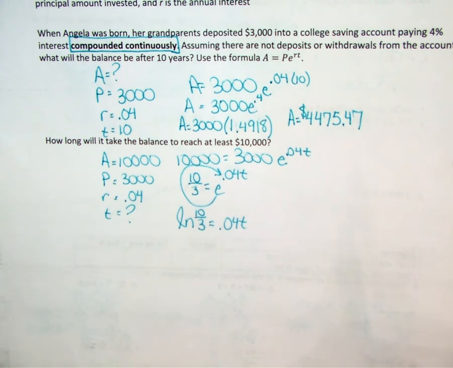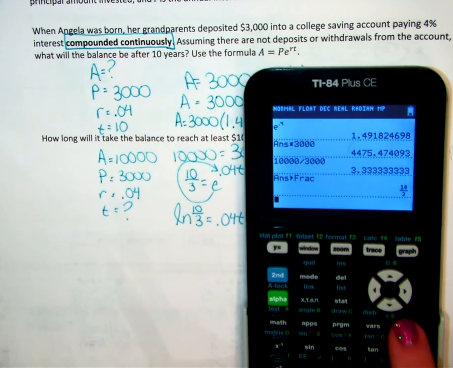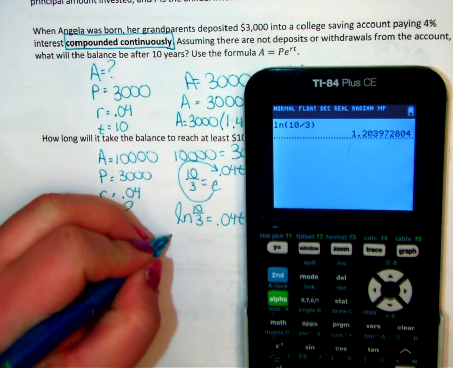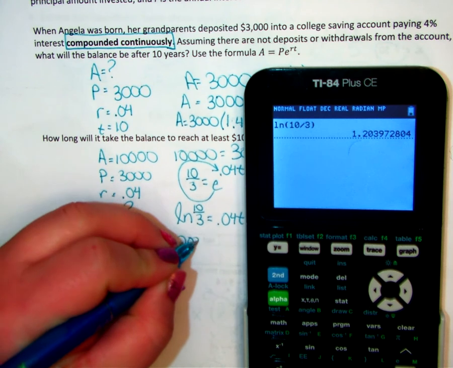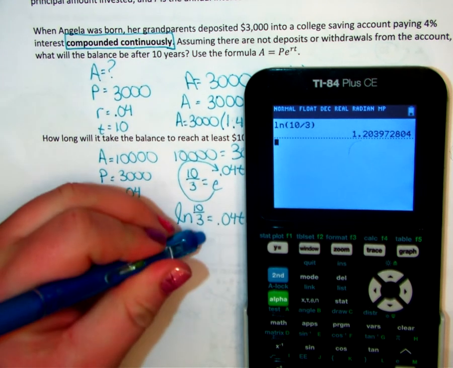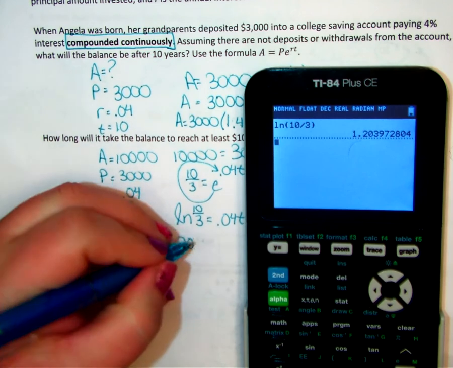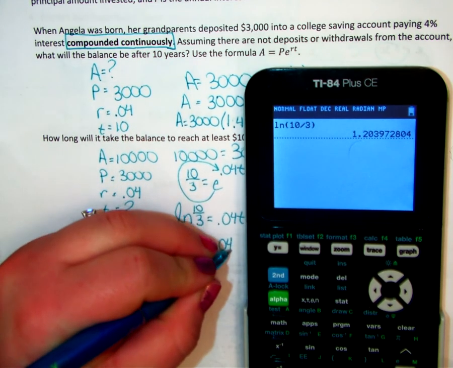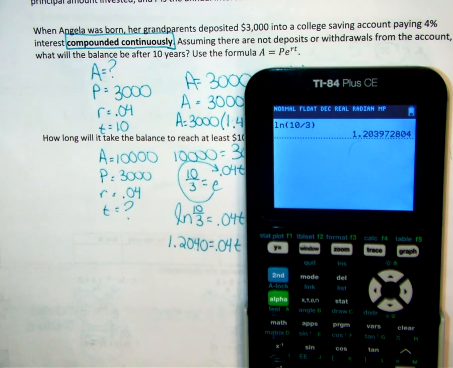So in my calculator, I'm typing ln of 10 thirds, which is 1.2039, which means 9 also rounds up, so it's 0.04. Then I need to divide that by 0.04.